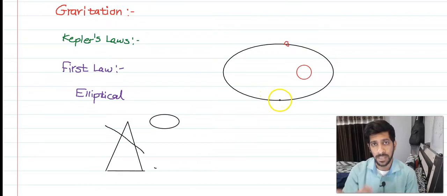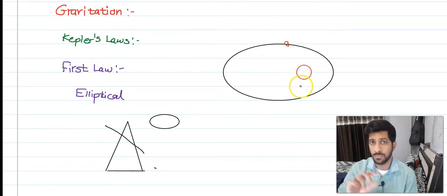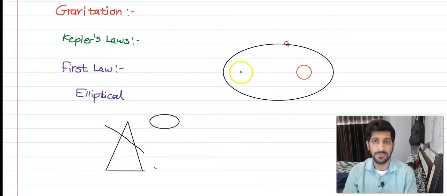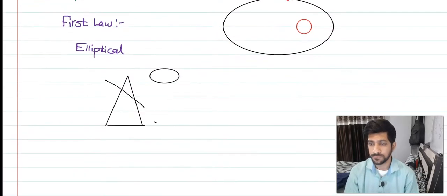So the orbit of a planet is an ellipse with the sun at one of its foci. So the sun will be at one of its focus, and the planet will be revolving around it. So that is the first law. Now let's move on to the second law.